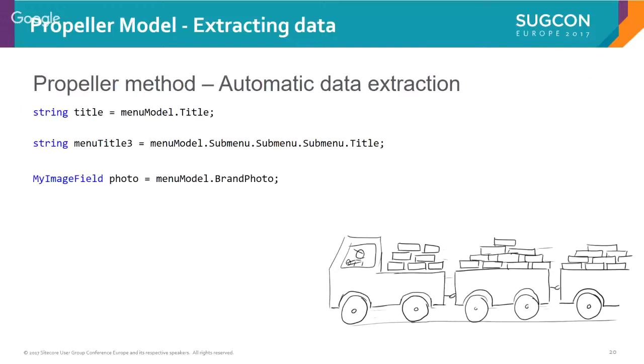If we wanted the brand photo, we can just pull out the brand photo, and then we have the image field object. Now you might be wondering, it says my image field, and that's because it's not a Sitecore field. This is a custom field that's supported in the framework, and it's used when we don't have access to everything we need, or if we want to serialize stuff, then we can create our own field types.